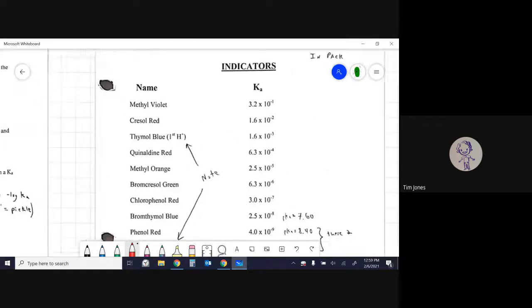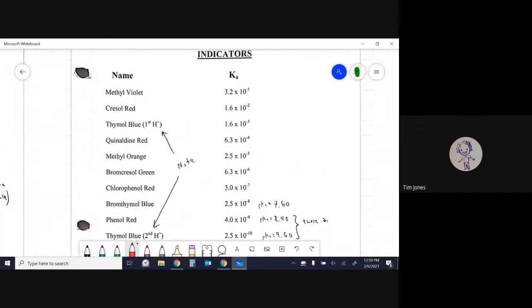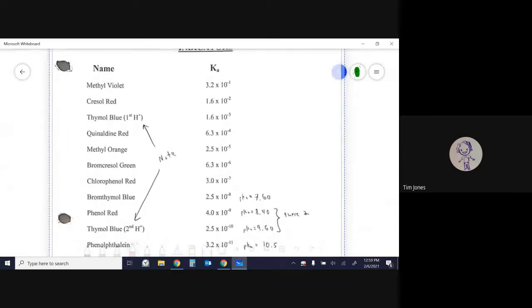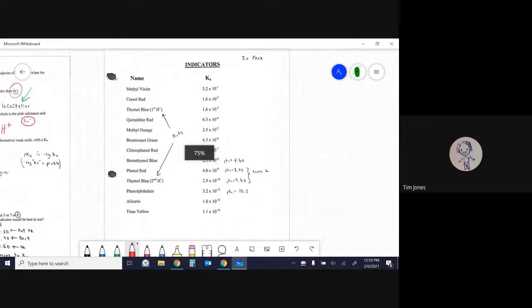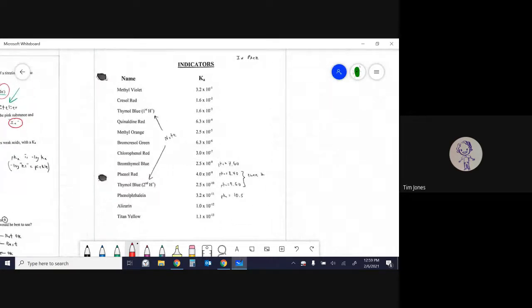This chart is in your packet of worksheets, right around where we are. It's not in your lecture notes. And this is just a partial chart. There are many. I start with one that has a fairly large Ka, and then it just gradually goes through smaller and smaller Kas until you get to this one.